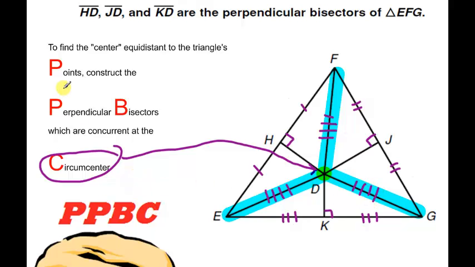Perfect peanut butter cookie, or to find the center equidistant to points, make perpendicular bisectors, and you're making the circumcenter. Get that in your summary and you're good to go.